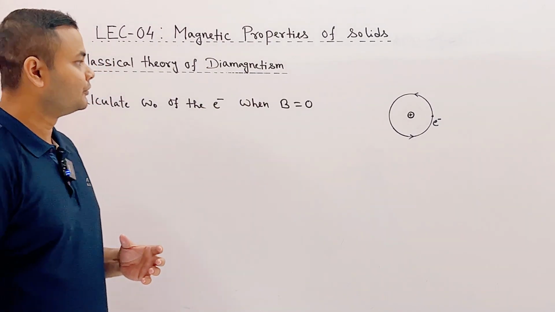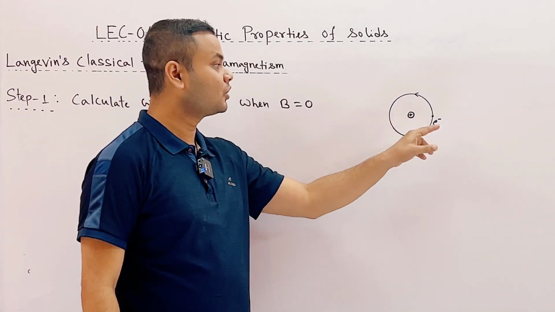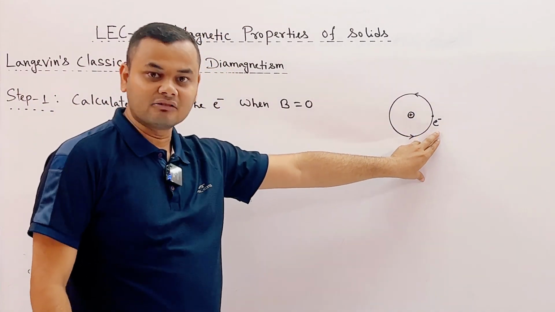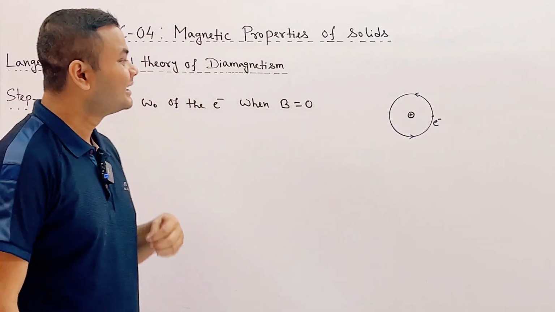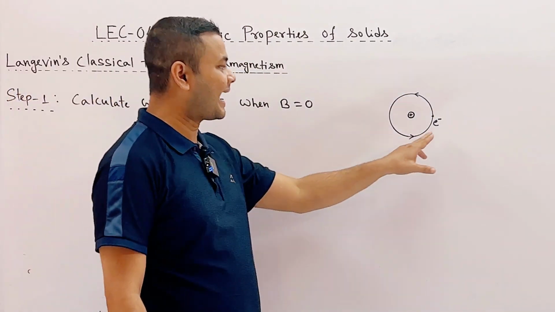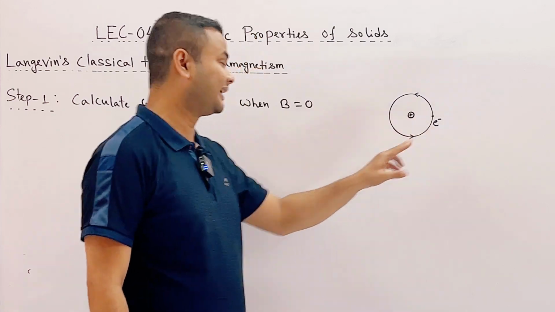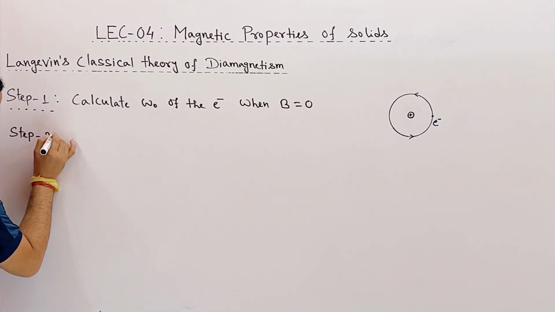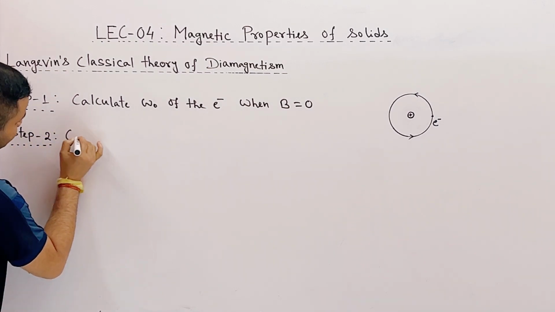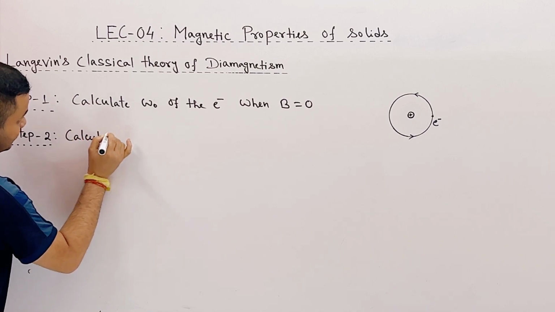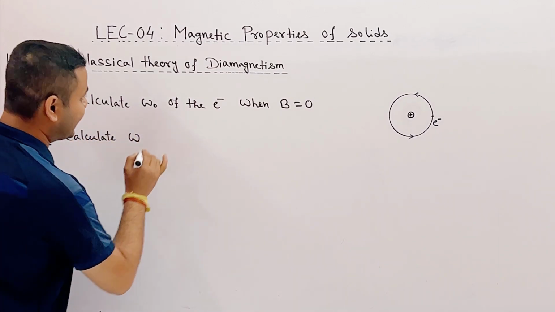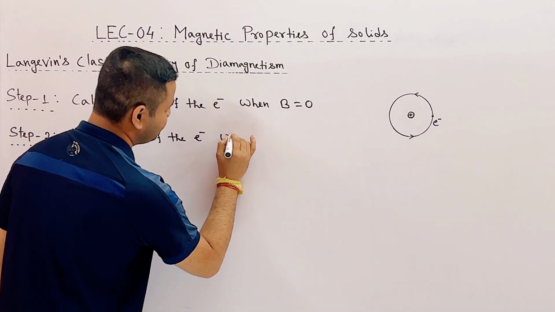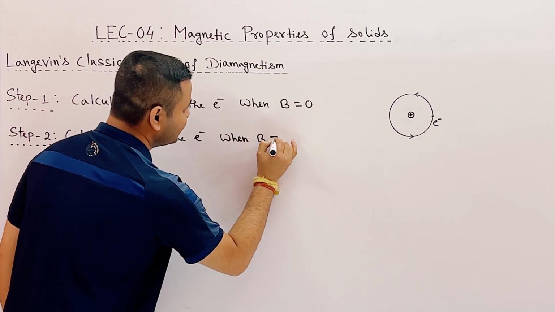In step number 2, we will apply some external magnetic field on this 1 electron atom system. Because of the application of external magnetic field, the angular frequency of this electron will be changed. So, in step number 2, we will calculate the new angular frequency of this electron in presence of external magnetic field. Okay? Step number 2. Calculate new angular frequency of the electron when magnetic field is present.